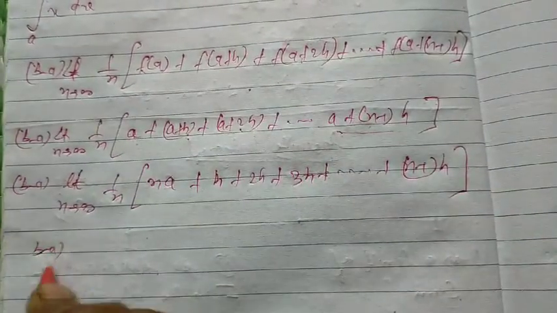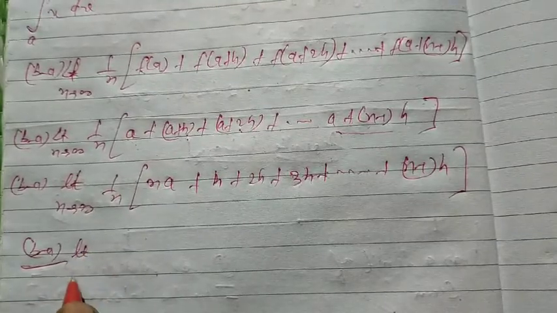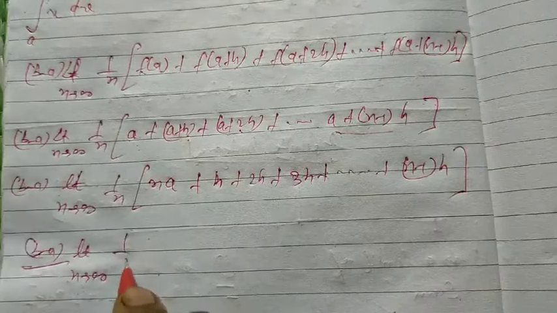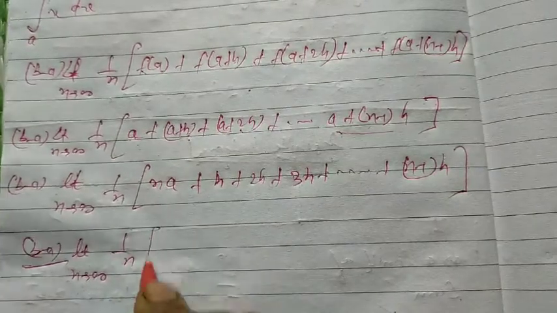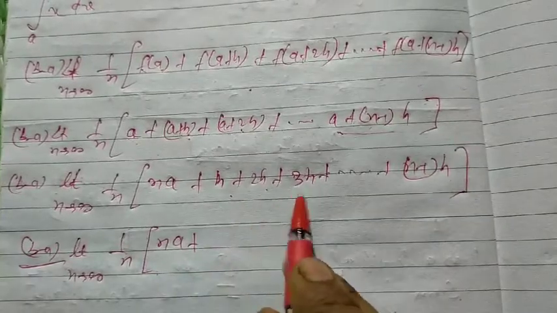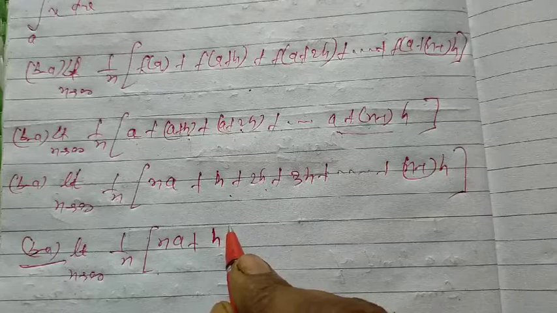So b minus a, limit n tends to infinity, 1 upon n, na plus, so everywhere h is there, see, so I'm going to take h as common, h common I have taken.